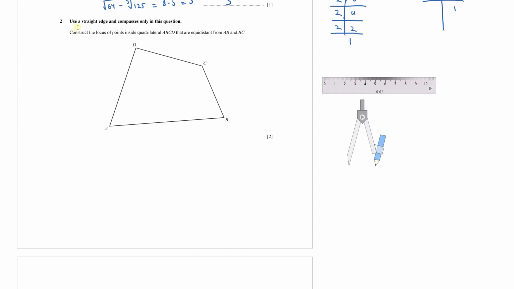So question number 2 is use a straight edge and compass only in this question. So construct the locus of points inside quadrilateral ABCD that are equidistant from line AB and line BC. So you have to find the locus inside the quadrilateral. So locus of points that are equidistant from these two lines, lines AB and BC.